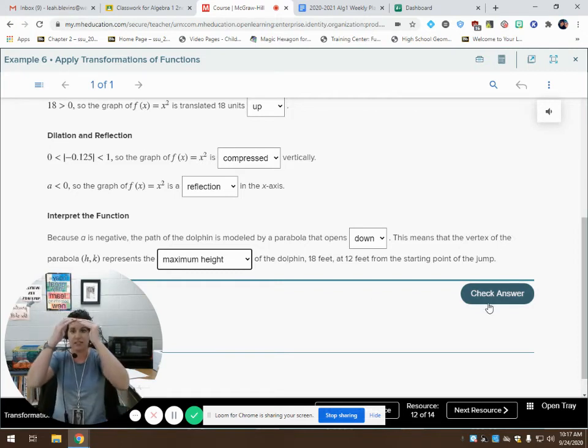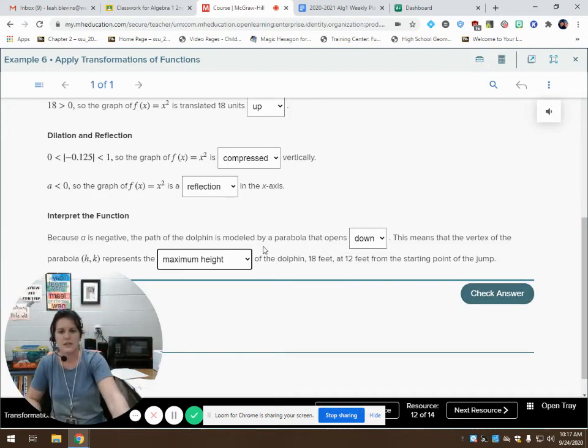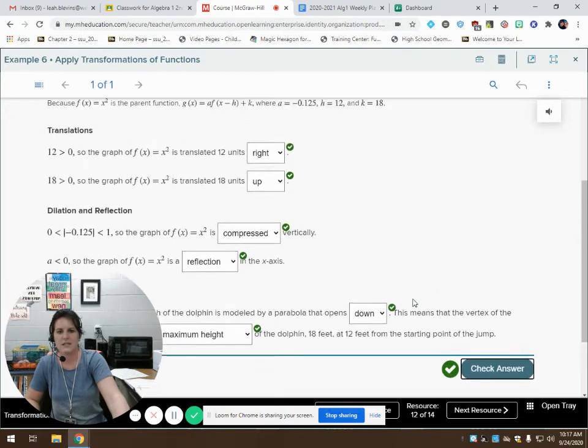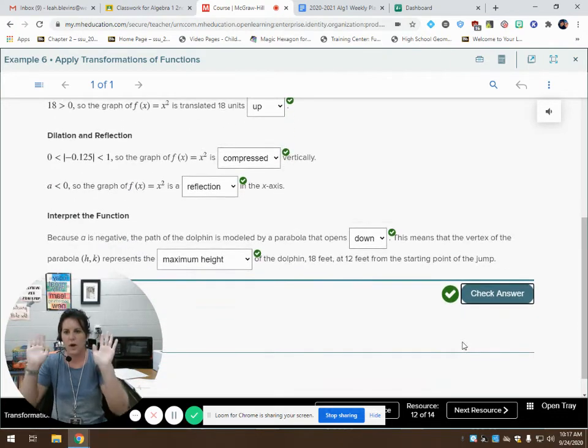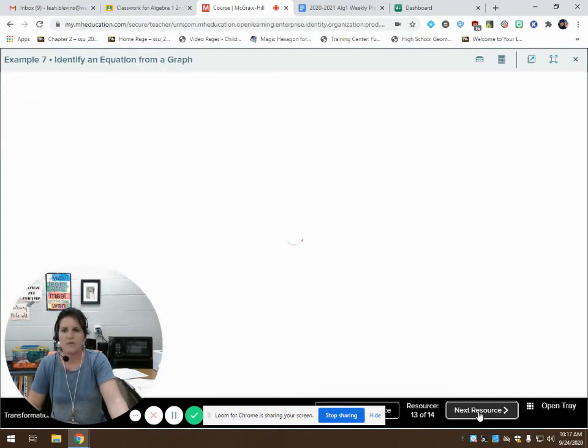The vertex would be that highest point there on that parabola. So think about it, it's like this, that's going to be the highest point. That's why I said it's the maximum height. We can check our answers. Okay, moving on.